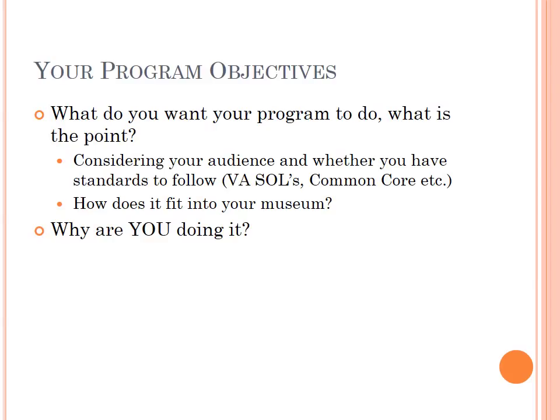The next thing you need to do in the basics of creating your program is to put together your program objectives. Remember, you have to justify this to your director and then to the audiences. Make sure that you include your standards and your alignments you are trying to meet, and make sure that the museum's purpose in all of this is well known. You need to consider your audiences and whether you have these standards to follow, and you need to understand why you yourself are creating the topic you are choosing to do. This helps you figure out later on what the content of your program should actually be.